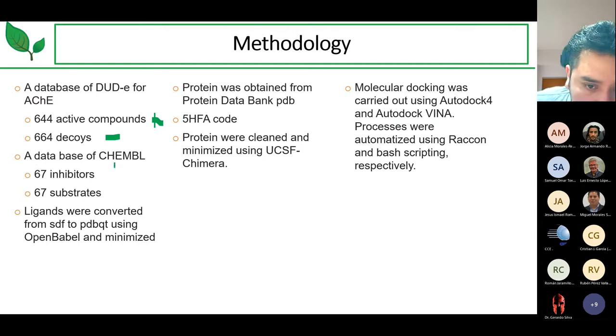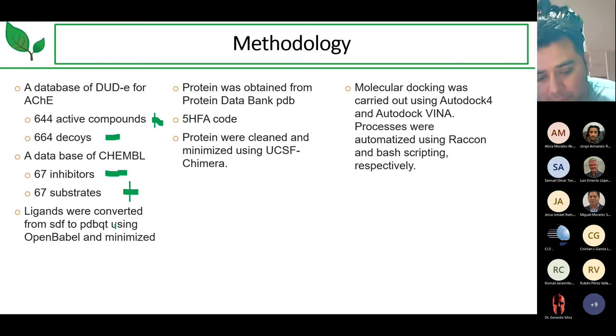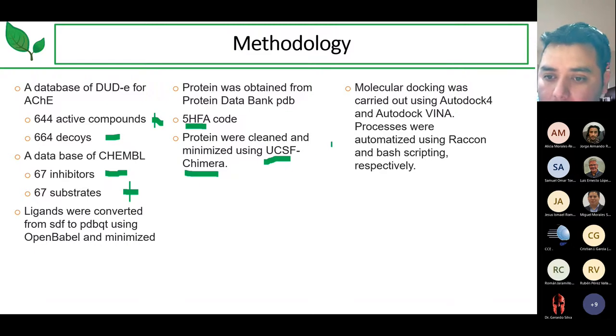And a second database was from ChEMBL, where we have 67 inhibitors and 67 substrates. Inhibitors are negative and substrates are positive. Ligands were converted from SDF to PDBQT using Open Babel. The protein was obtained from the Protein Data Bank. This is the code, and we can use UCSF Chimera for the process, minimizing and cleaning.